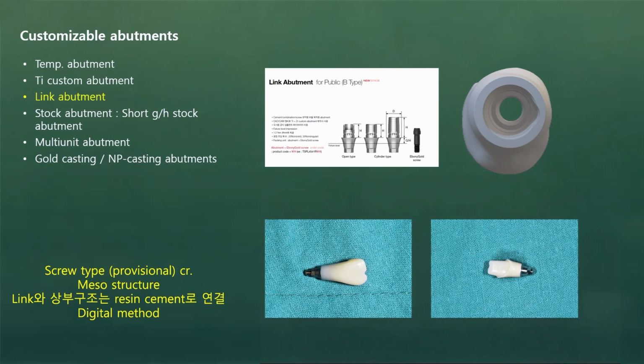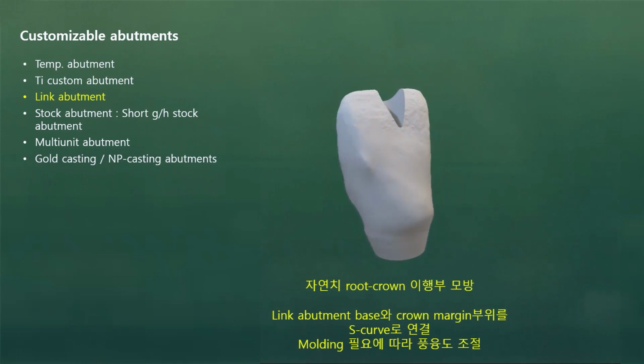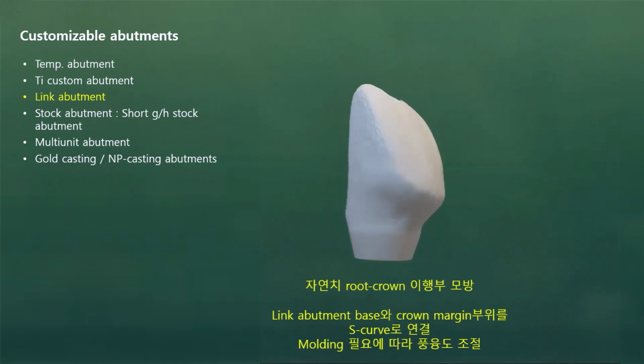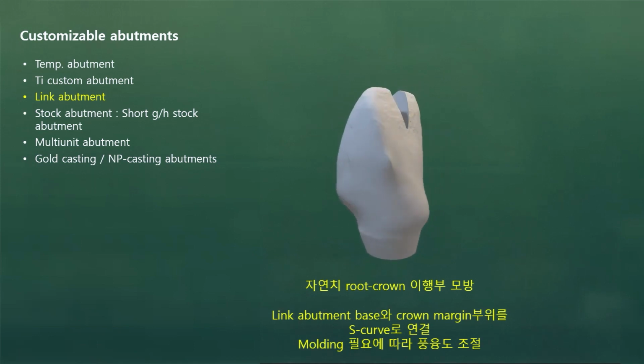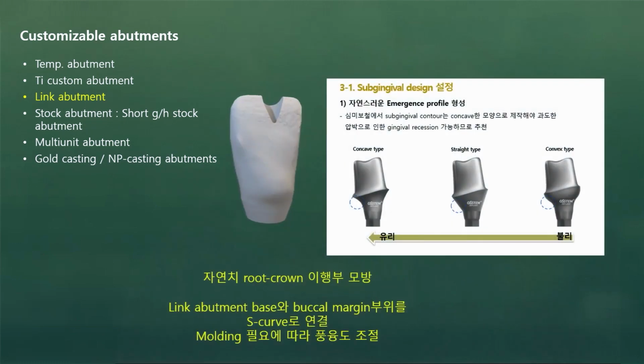So link abutment and top structure, resin cement, as I said, is used. And to create running room, root and crowns we connect as an S-curve, and sometimes we add or cut resin for gingiva molding. And in the design for customizable abutment, on the gingiva side, we say concave shape is better. So the concave, and the crown parts, this curve, if that is considered, we call it S-curve.